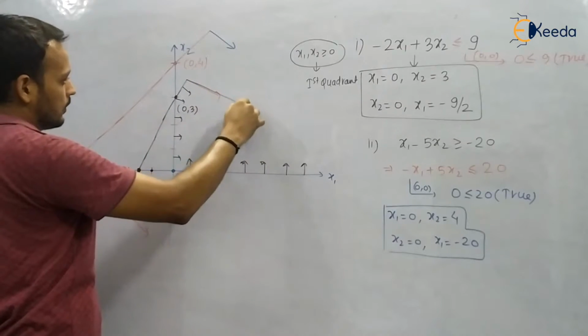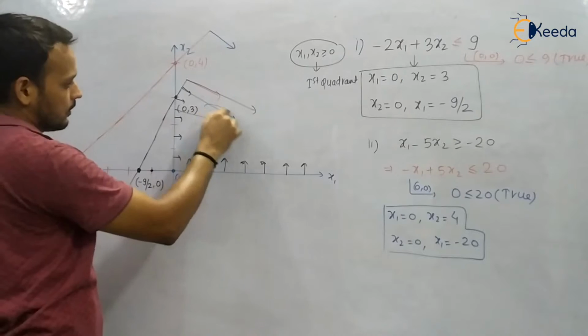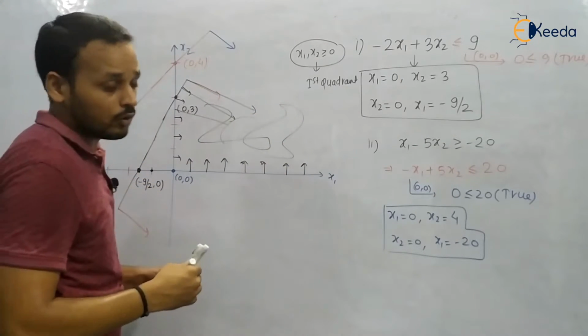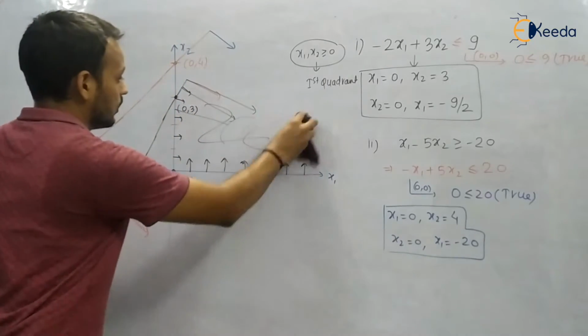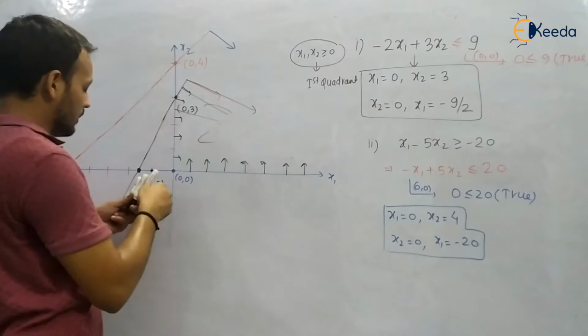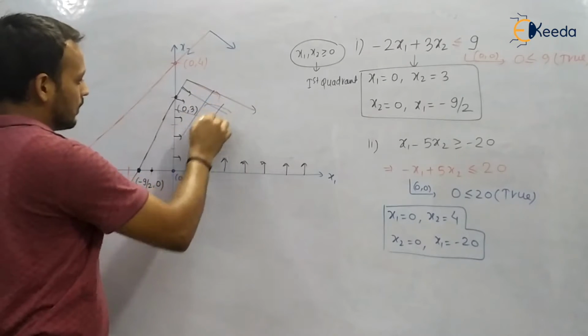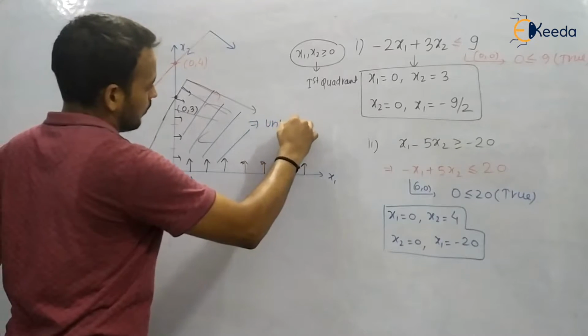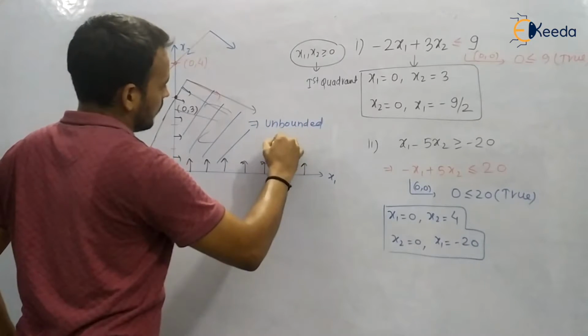This is your feasible region, but this region does not have any boundary. So we have got the feasible region, but it is not bounded. So you can say that this is an unbounded feasible region.